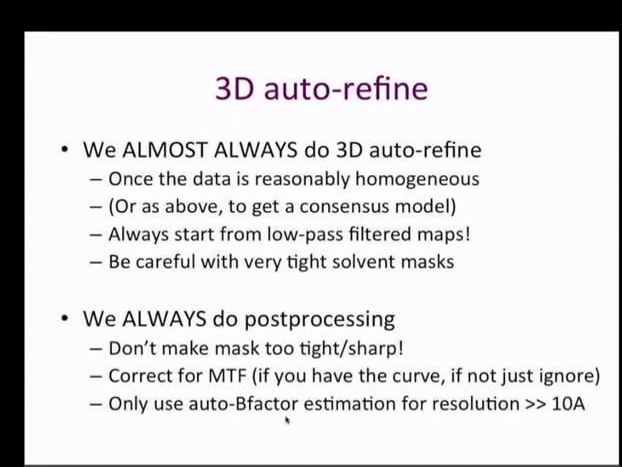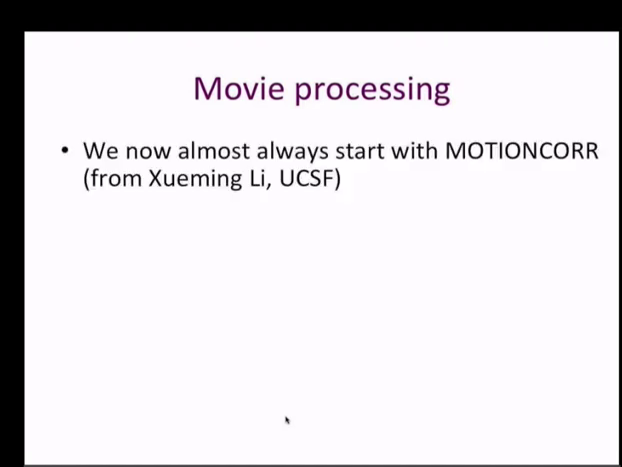That's an important thing because the resolution in the refinement of Relion is only based on unmasked Fourier shell correlation curves, and they underestimate the true resolution of your map. So in the post-processing, you'll get a much more correct estimate of the resolution, and that's usually a value you will like much better. It can also correct for the MTF of your detector and use automatic B-factor sharpening for higher resolution maps. Then movie processing.